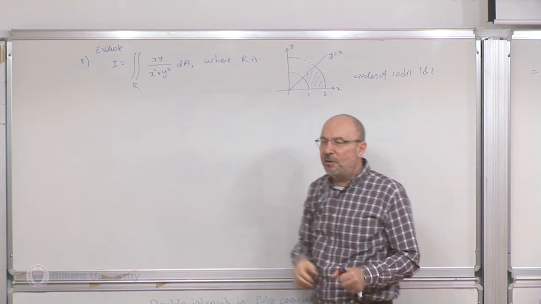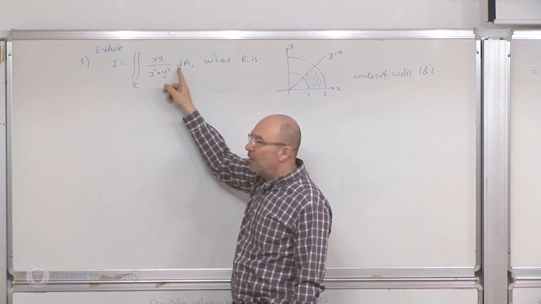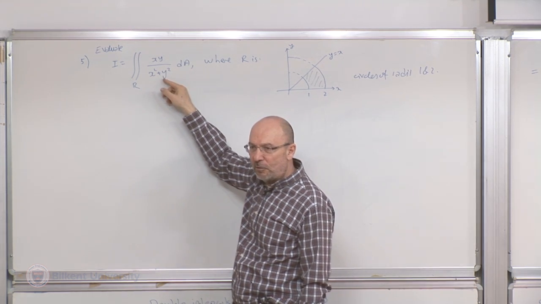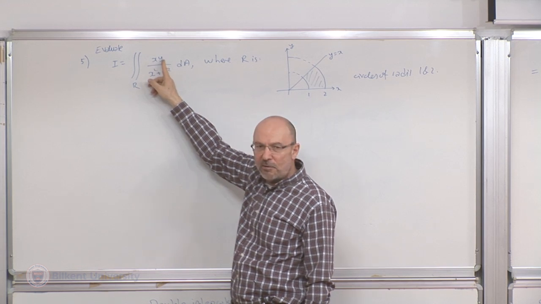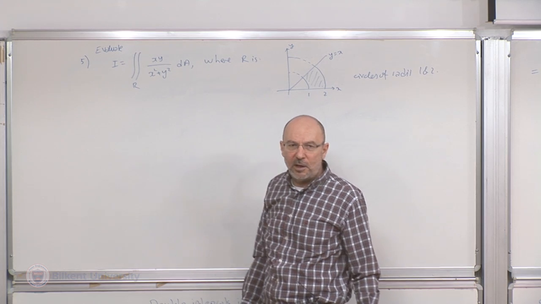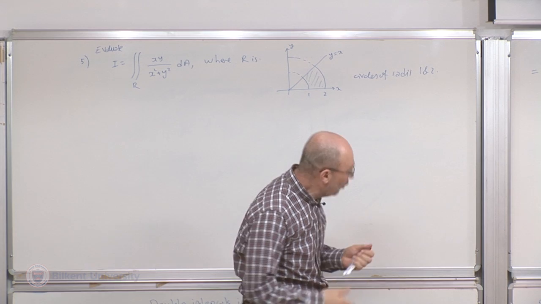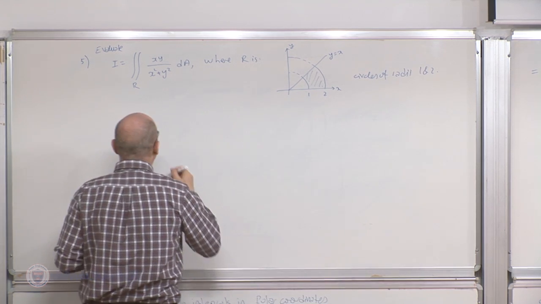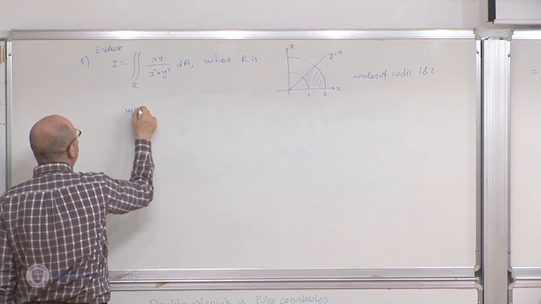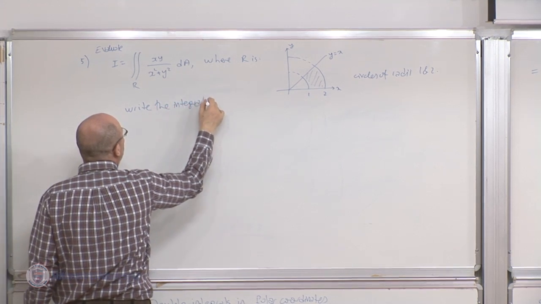You have x squared plus y squared, so it will be r squared here. Another r will come here, and it will cancel one of these. X times y will have another r squared in it, which will cancel. So you don't even have a denominator when you are integrating. Okay, so let's try it that way. Write the integral in polar.